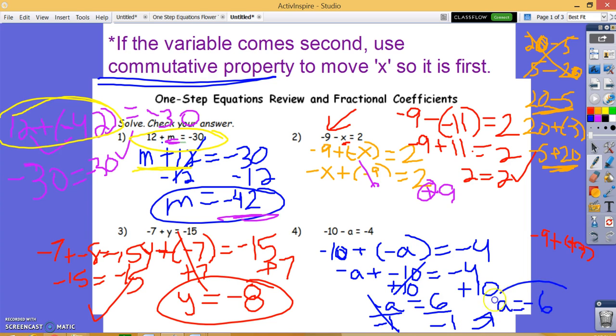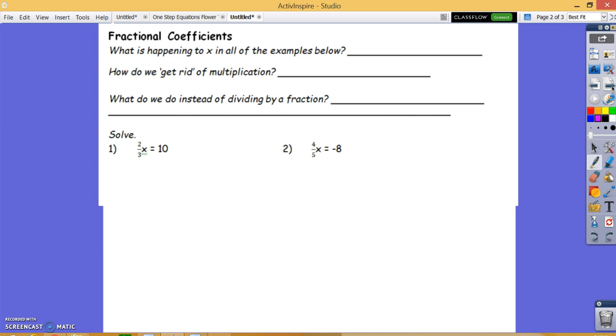And of course I would want to plug that in, so I'm kind of running out of space, but I'll do it up here. Negative 10 minus negative 6 equals negative 4, and then I do leave change opposite, and I get negative 4 equals negative 4, and check that works. Okay, on to the next slide.